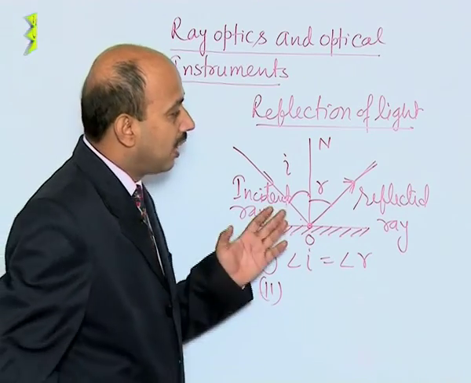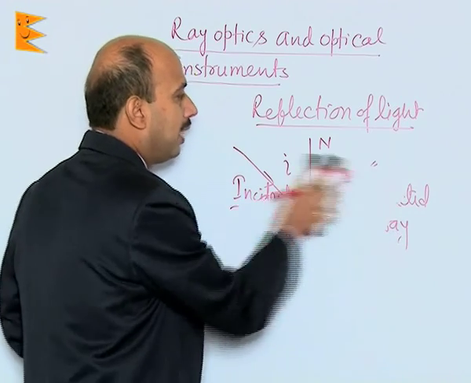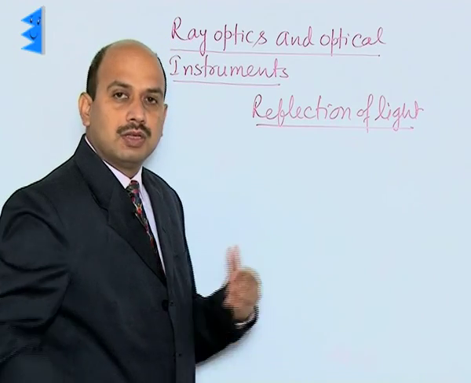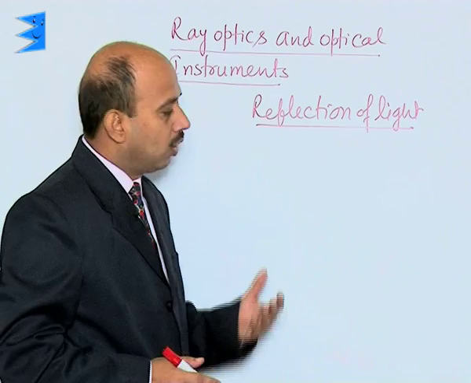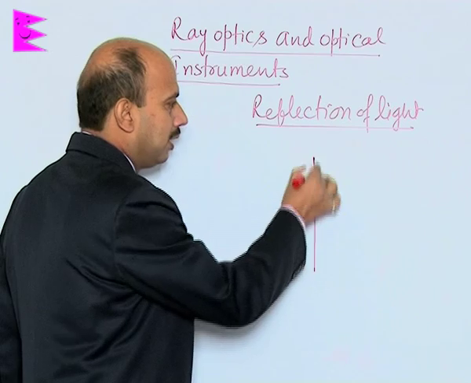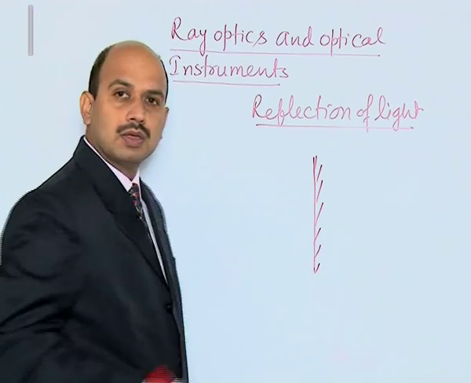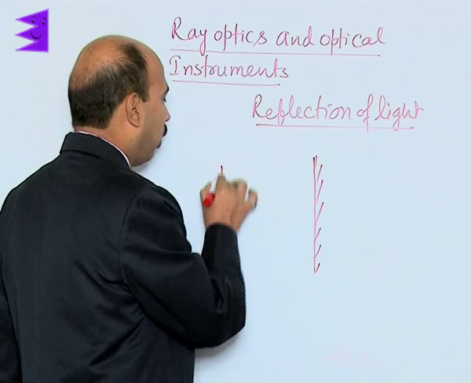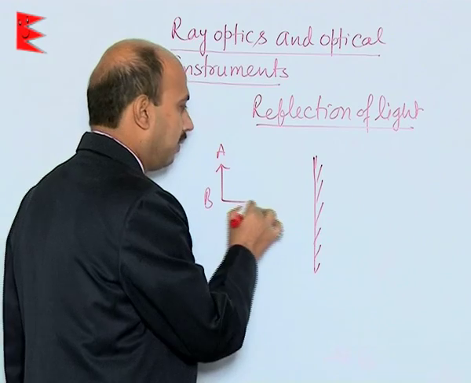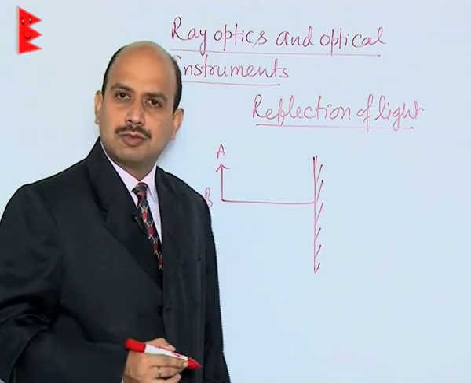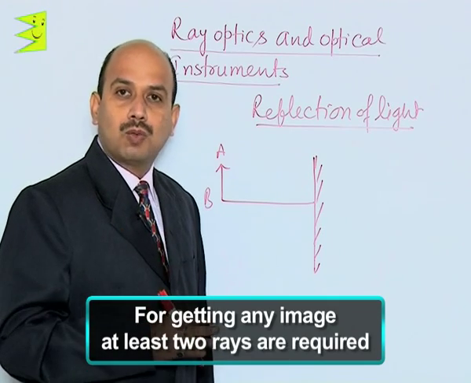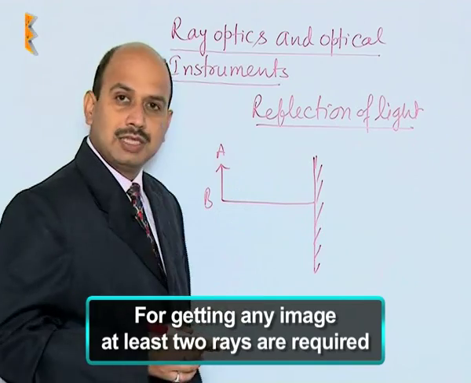Now, besides these two laws, if you want to make an image by using reflection of light, first we take the example of the plane mirror, which you have already done in previous classes, like in the 10th standard. Suppose you have taken a plane mirror in this way, and we keep an object over here, that is AB. AB is an extended object. This line we can take as the principal axis. For getting the image of any object, at least two rays are required.